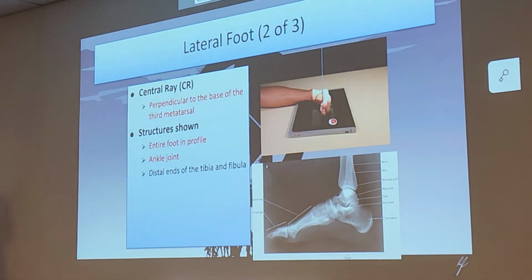And then the entire foot, the structure shown, the entire foot is in profile. You have the ankle joint, and what do we do with the ankle joint? Dorsiflex. Everybody say it. Dorsiflex. Awesome. All right, thank you. And the distal end of the tibia and the fibula. So you see how you give a little bit of tibia and fibula?